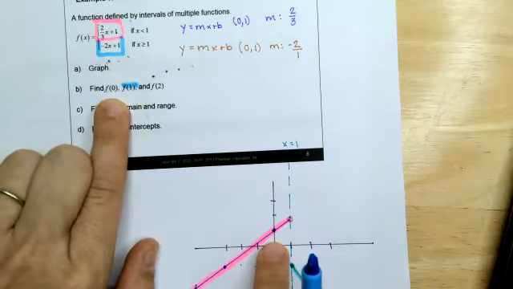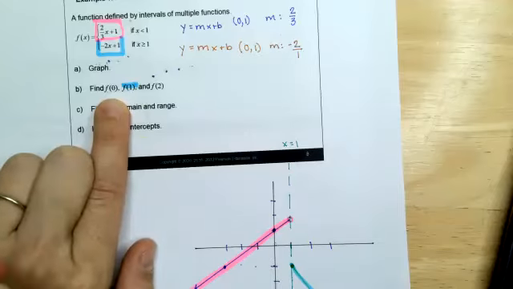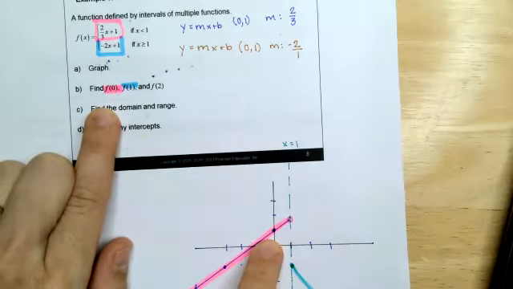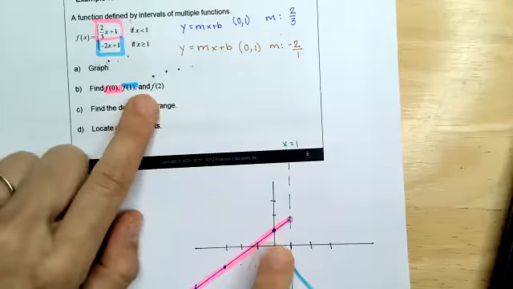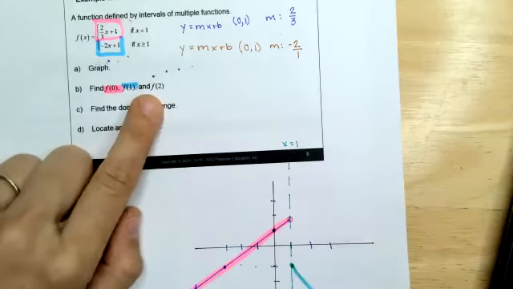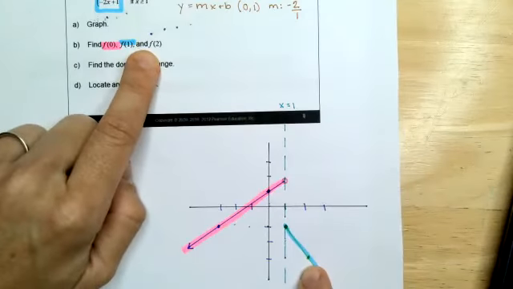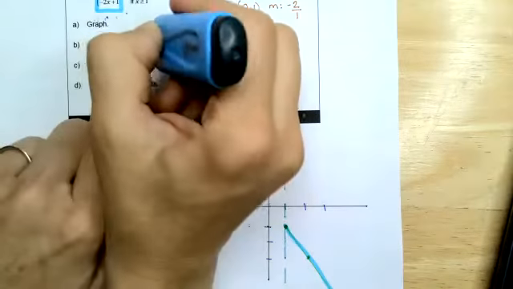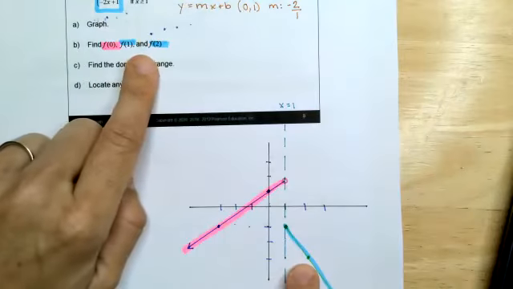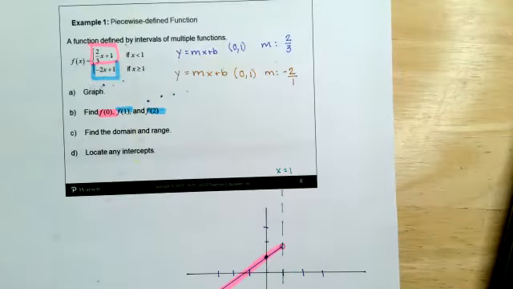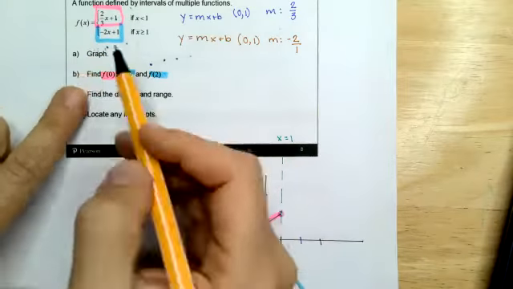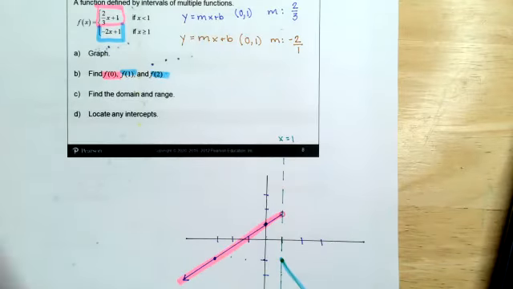Where f is 0, I'm going to use the pink one, because that's that point. For f is 2, I'm going to use the blue one, because that's that point. Good? And they just want to know what the point is. You can either just find it on your graph, or you can put it into the equation, right?